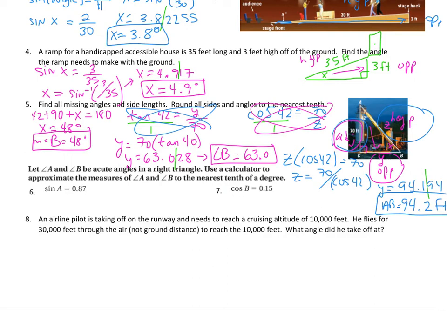Now remember, if you got a little lost in that number 5, it's just to go through and find out what all your missing sides and angles are instead of just one in particular. So we're going to spend more time on that on the next video on number 4, but this is just a little taste of what that could be.